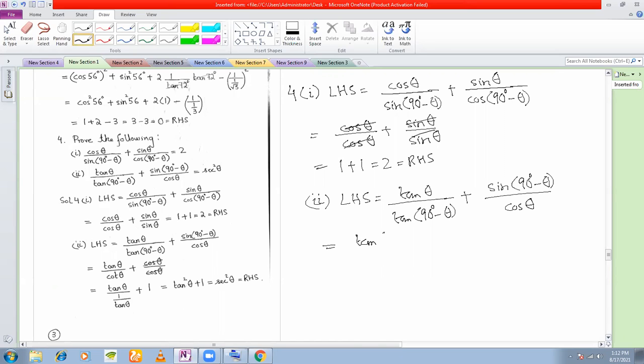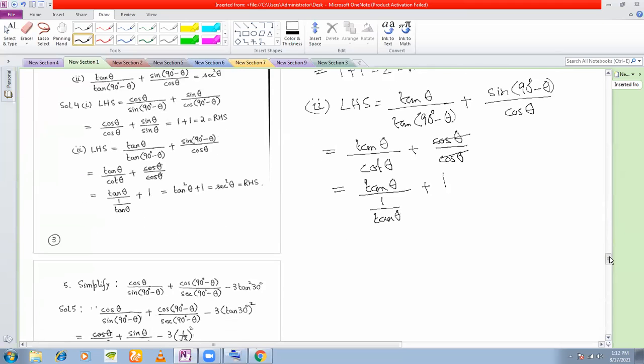See, tan theta, you write as it is. Tan 90 minus theta, you know, is cot theta. Plus sine 90 minus theta is cos theta, divided by cos theta. So this cancels here, and you simply get 1 plus tan theta by cot theta. Now here, tan theta by cot theta, you change cot to tan. So tan theta, and in the denominator you write 1 by tan theta. Plus, and this has cancelled, so you get 1 here.